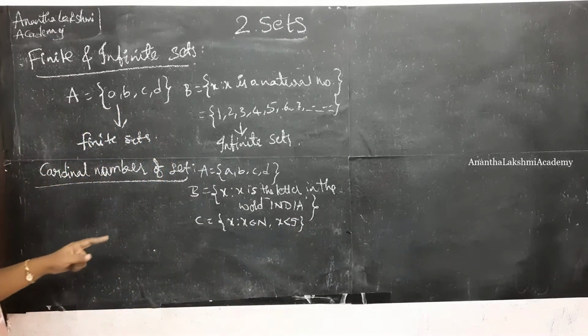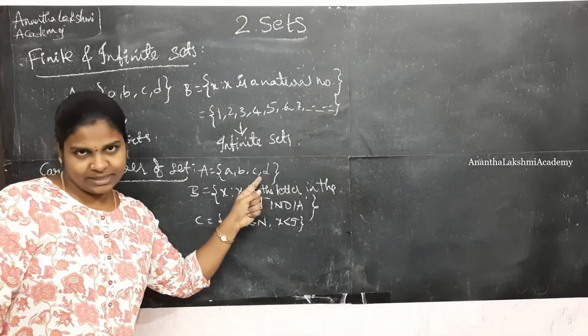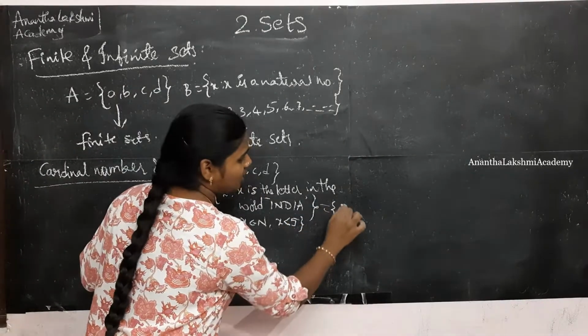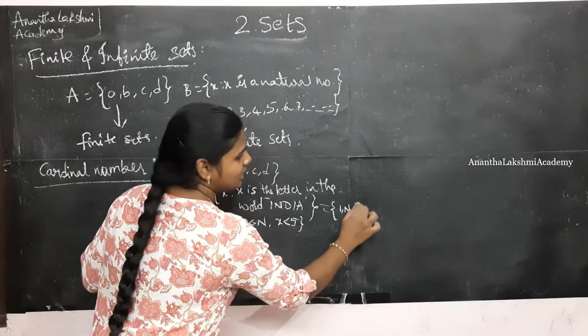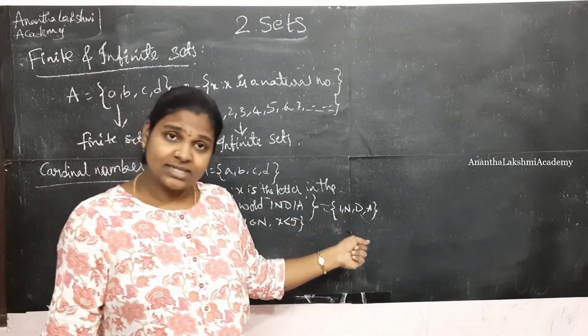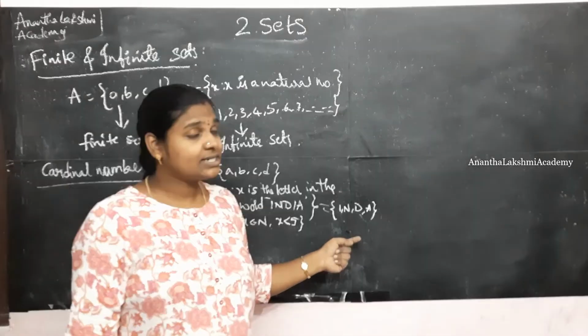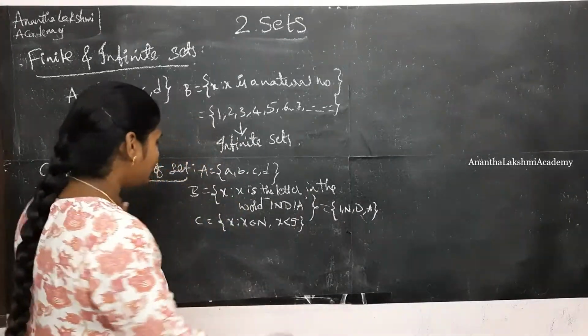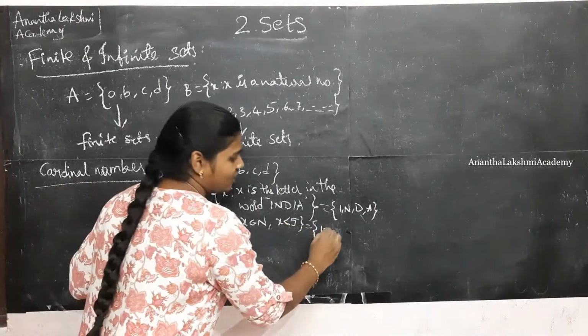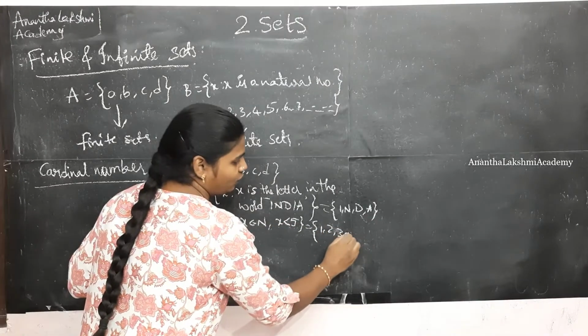So now that A is already listed, can I list down the elements for B? Yes. What are they? I, N, D, A. Why is the second I not present? Because it is a duplicate, and a set does not allow duplicates. And the third set is x belongs to N and x is less than 5: 1, 2, 3 and 4.